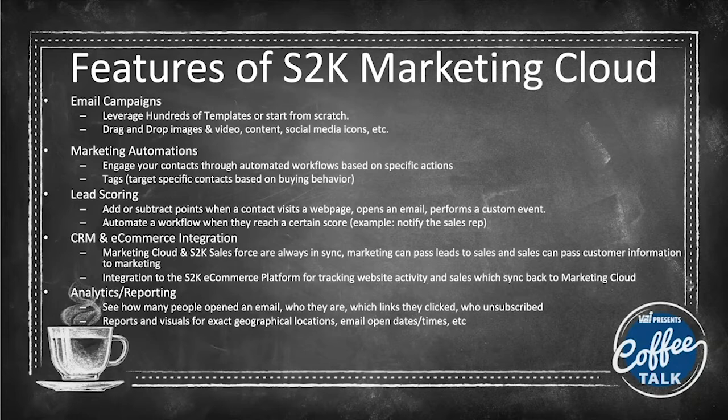But there's also marketing automations, right, to engage your contacts through automated workflows based on specific actions. Tagging for all your contacts, which will be based on specific buying behaviors. Lead scoring, so this is a really nice feature. You can add or subtract points when a contact visits a web page or maybe opens an email or performs really any custom event. And then you can automate a workflow when they reach a certain score. For example, let's say you have a lead in the Marketing Cloud tool and they reach a certain threshold or a certain lead score. You can automatically notify the sales rep.